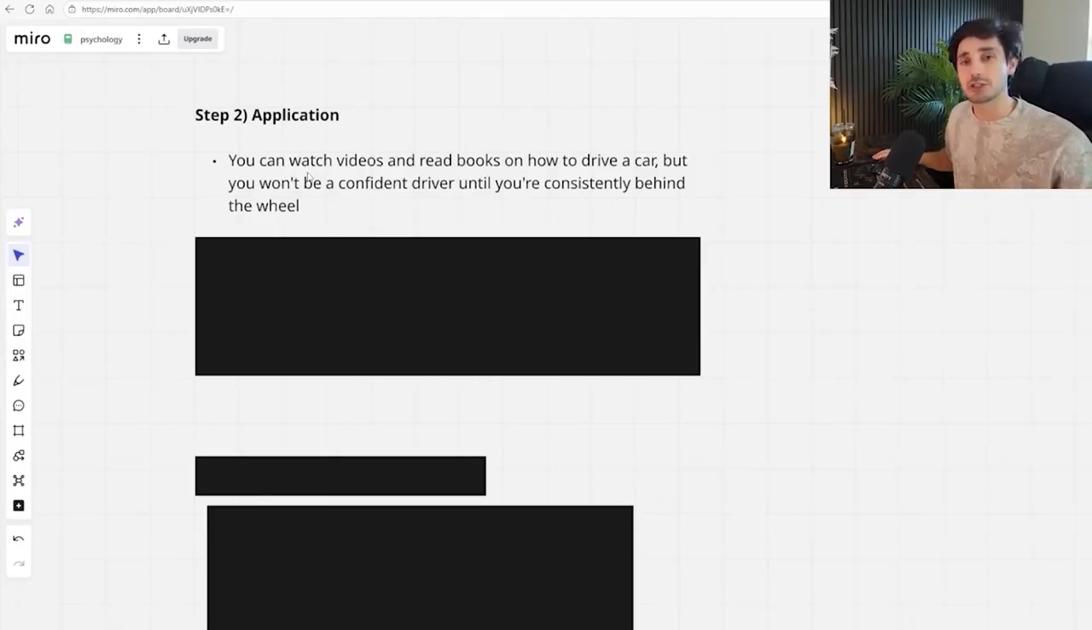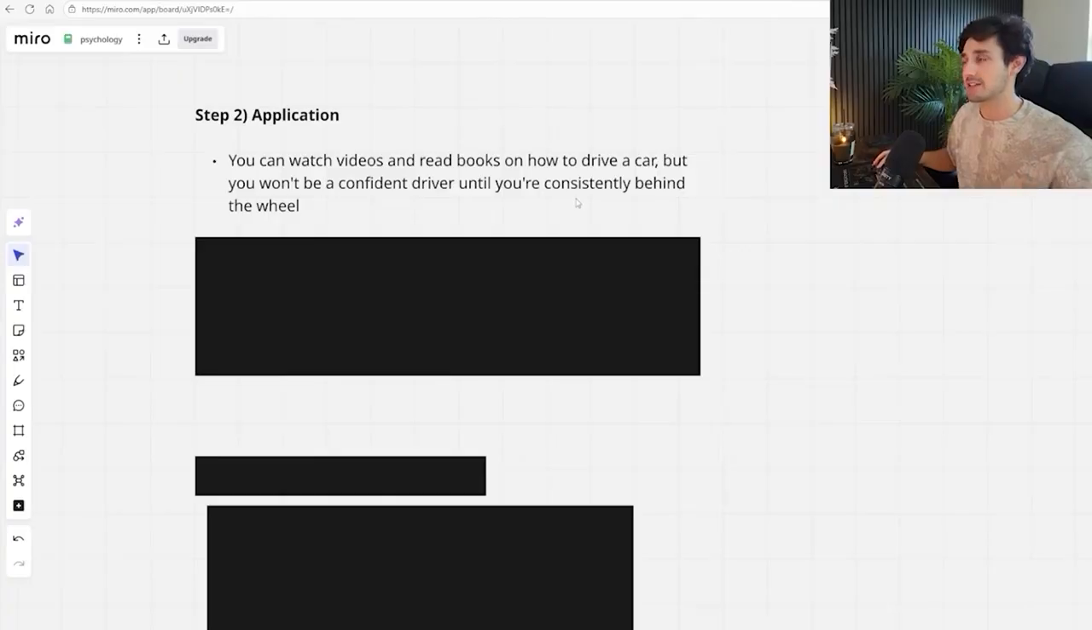It's the application, right? You can read books, watch videos on how to drive a car, but until you're behind the wheel and driving every single day, you're never going to become a confident driver. Like, imagine you're on the highway for the first time. Are you going to feel comfortable merging? Are you going to feel comfortable going fast? No, of course not. You need repetition.